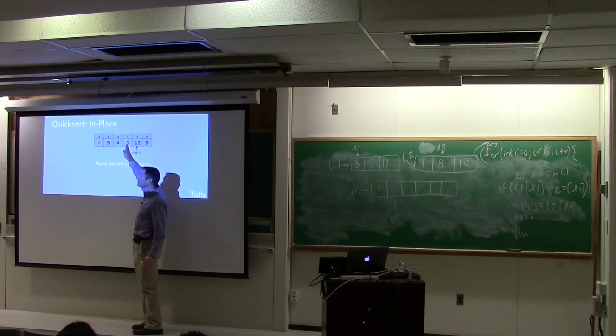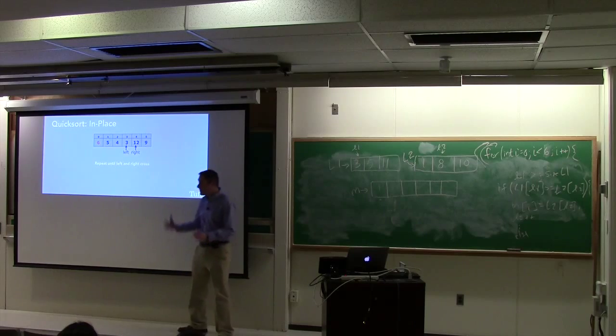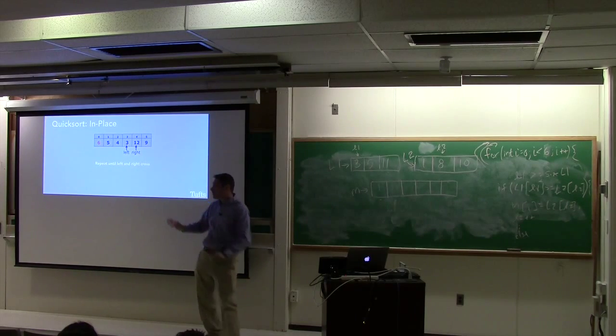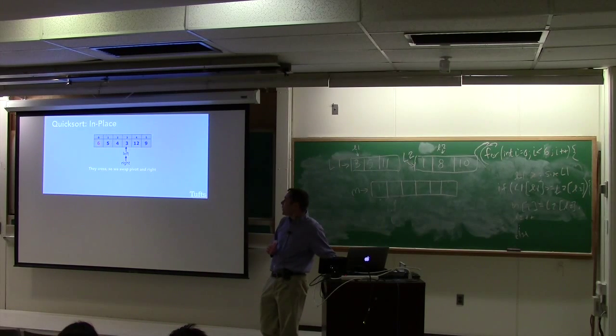You swap this one with the pivot, and guess what? It'll be 3, 5, 4, 6, 12, 9. When they cross, that's where you've gotten to the point where that's where the pivot needs to go. And so you swap the pivot and the one that you just crossed, like that. So that's how it works. All right? And you've now got a partitioned piece.